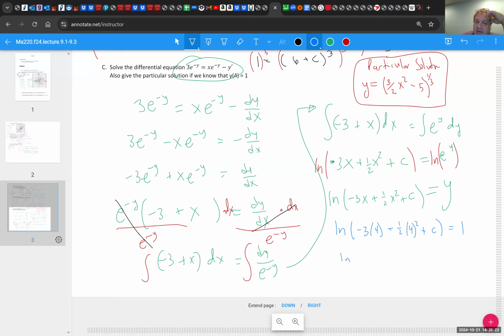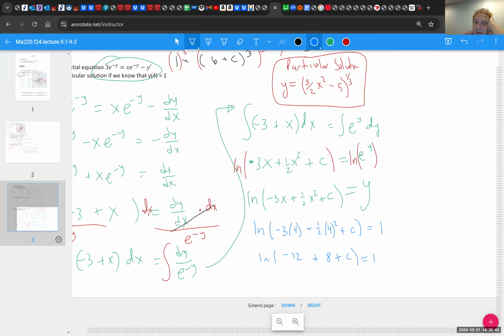So what's all the math on the inside? We get -3 times 4 is -12, and we get 1/2 times 4 squared. 1/2 times 4 squared is 1/2 times 16, which is 8. So I get -12 plus 8 plus c equal to 1. And it looks like I need more space. So up here. -12 plus 8 is -4. So I get ln of -4 plus c is equal to 1.